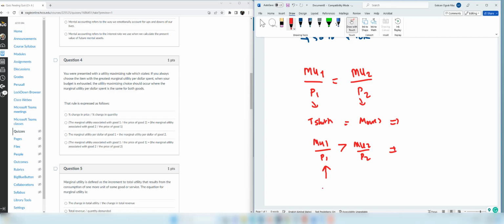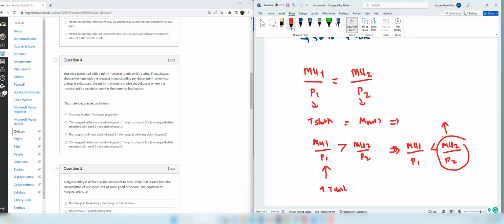So this states that we should increase the t-shirt consumption. If, for instance, marginal utility from t-shirts divided by the price of t-shirts is less than marginal utility of movies divided by the price of movies, then the consumer is getting more satisfaction per dollar from the movies.